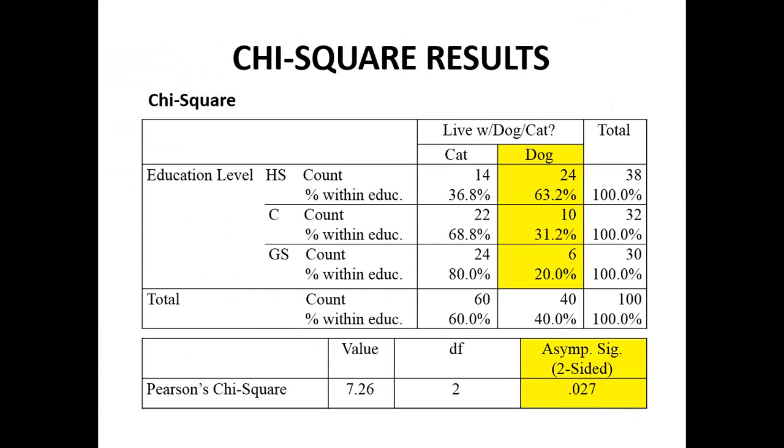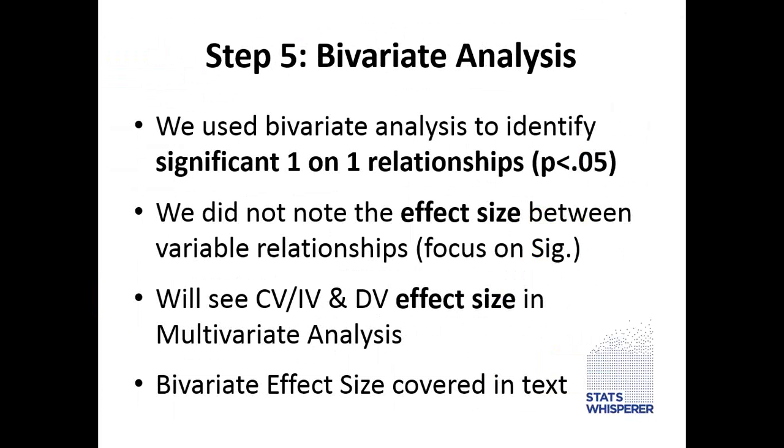And then if you look at the second table, the Pearson's chi-square, you can see that the significance, which is the statistical significance, is below 0.05. So there's a significant relationship between the two variables. That's what that tells us.